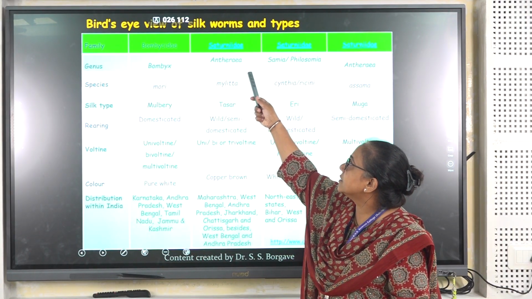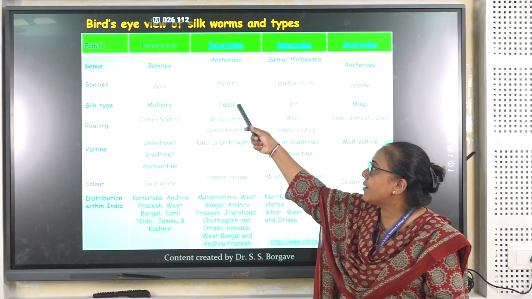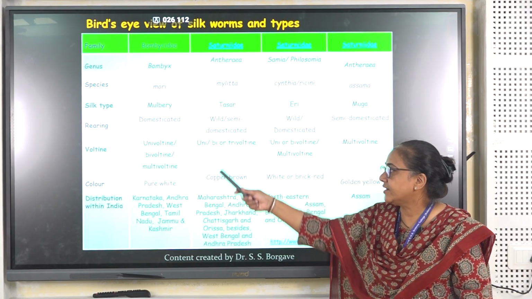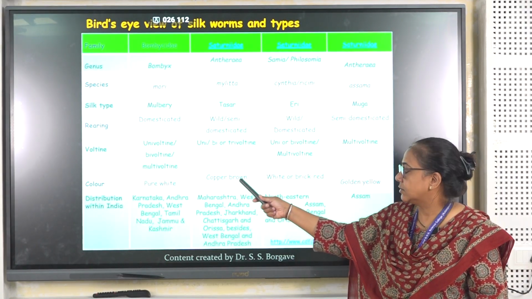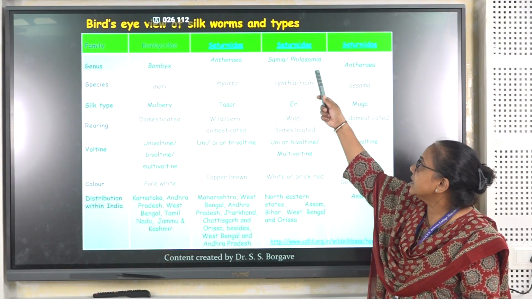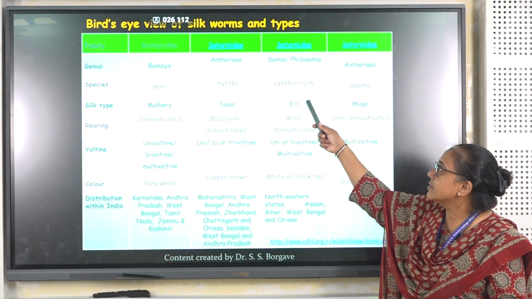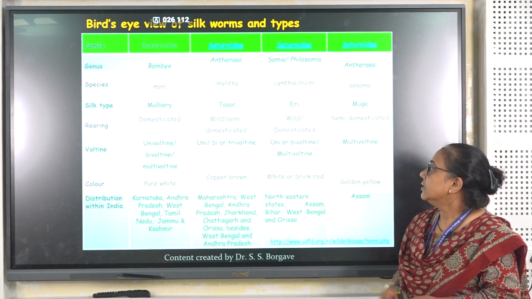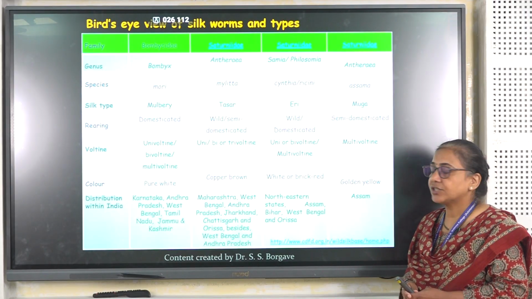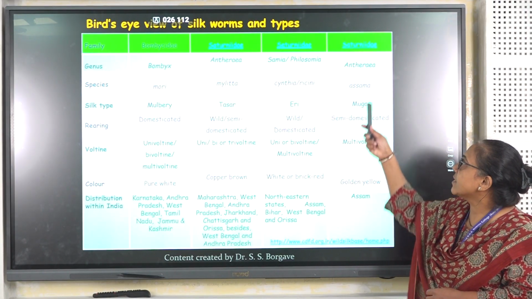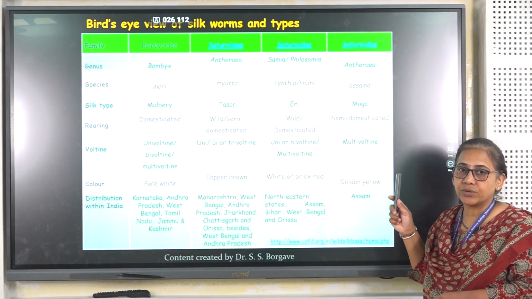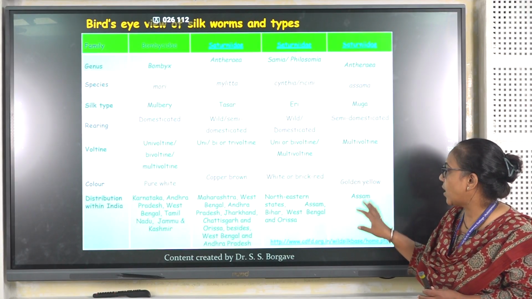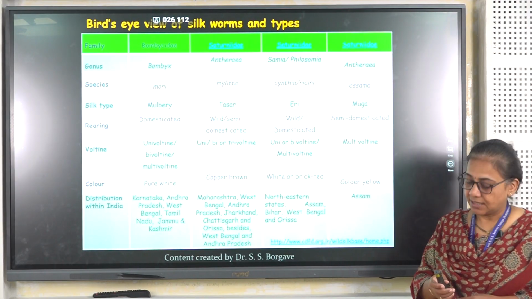The second family is Saturniidae. The genus is Antheraea mylitta. Silk is tussar. These are wild or semi-domesticated. The color of the thread is copper brown. The third is the Saturniidae family, in which we have Samia cynthia or Philosamia ricini. They produce the silk which is known as eri silk. The color of the thread is white or brick red. And the fourth one is Antheraea assama, which is also known as the Muga silkworm. It is semi-domesticated, and the color of the thread is golden yellow, and it is only produced in Assam.